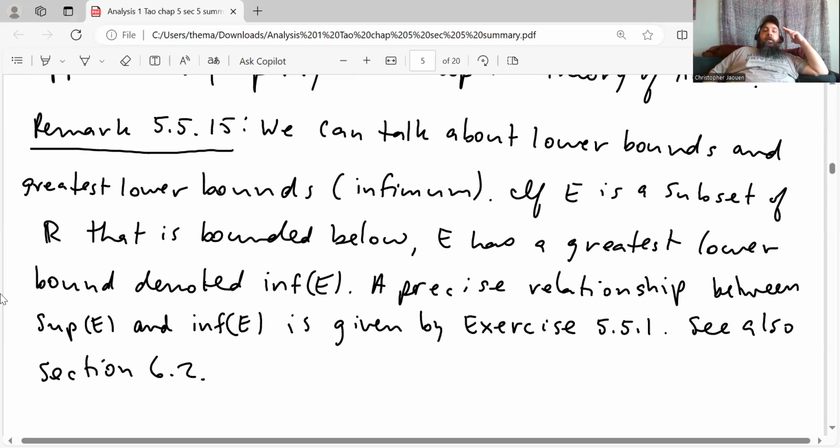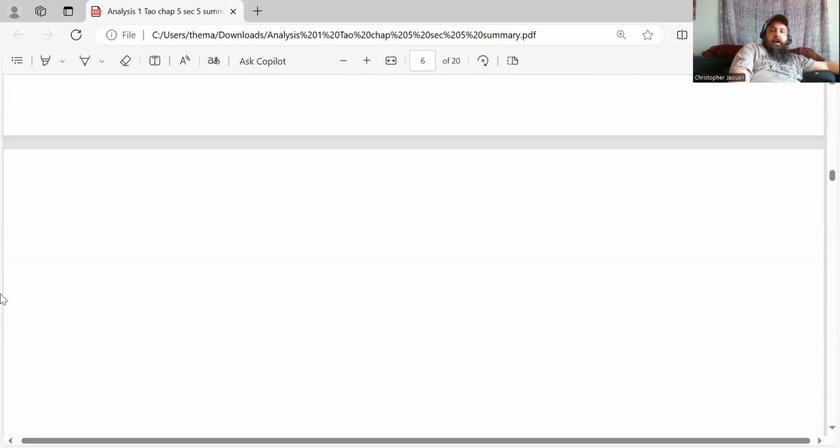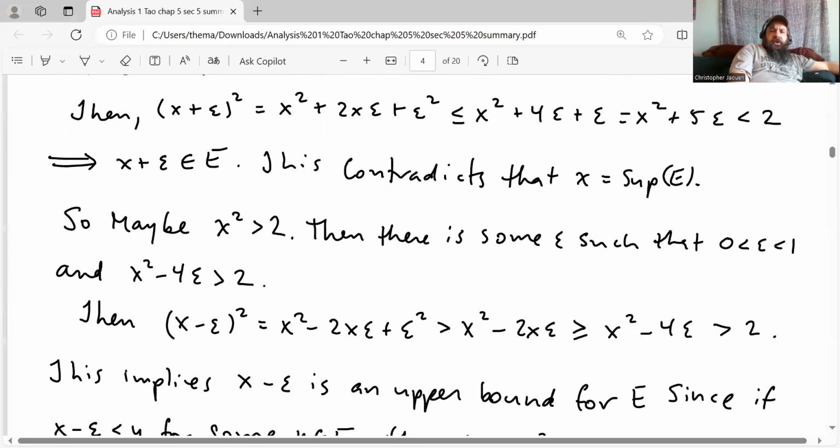Remark 5.5.15, which is the last remark in the section. We can talk about lower bounds and greatest lower bounds, which we call the infimum. If E is a subset of the real numbers that is bounded below, E has a greatest lower bound denoted by inf E. A precise relationship between sup E and inf E is given by exercise 5.5.1, so we'll see that in the exercise set. And then also he says see also section 6.2. And that's the end of my summary for this section.